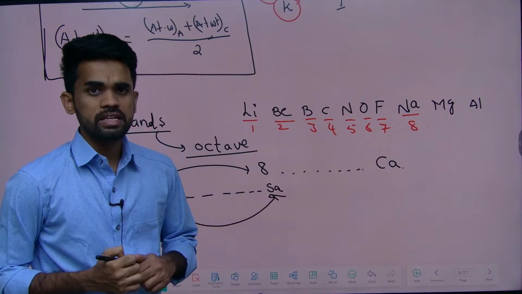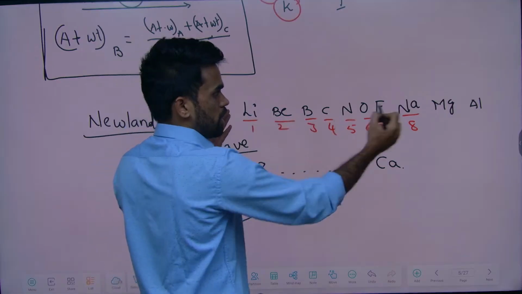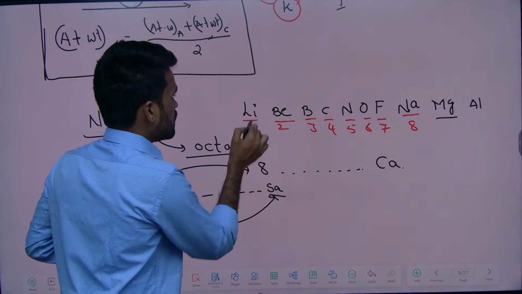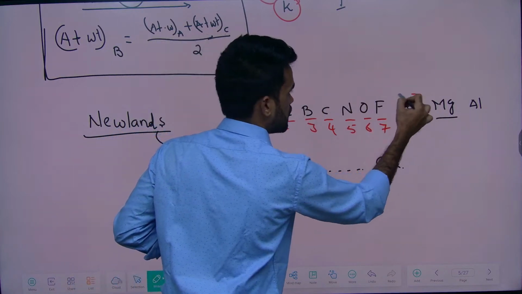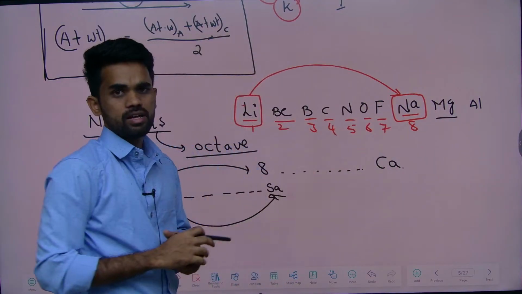Okay, how can we arrange them? Based on their increasing atomic weights. So you need to arrange based on the increasing atomic weights. Now what he observed is that for every first element and the eighth element, like here it is sodium, they have repetition in the properties, similarities in the properties.